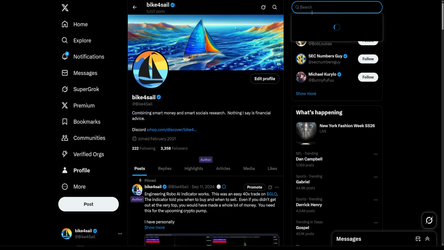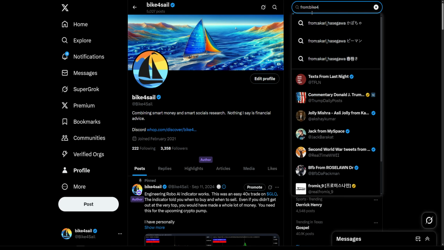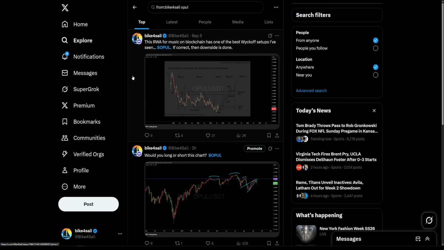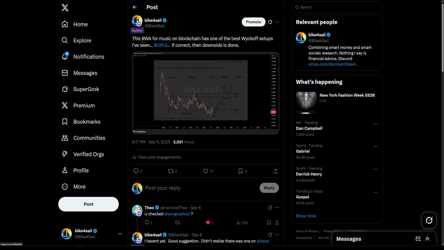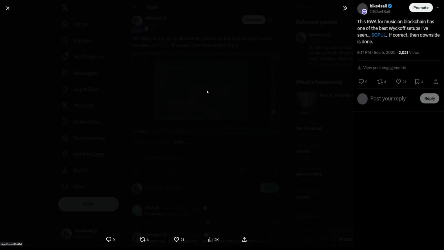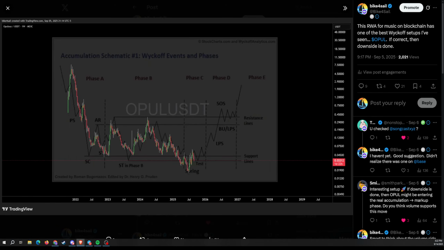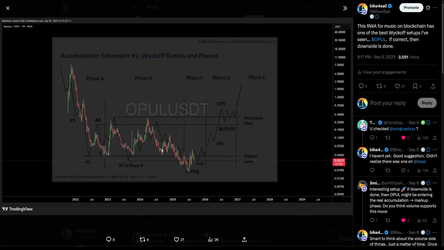If you type from bike, the number 4, sell, SAIL, and then type in OPUL, I've got a chart right here where I'm talking about this real world asset token for music on blockchain being one of the best Wyckoff setups I've seen. If correct, then downside is done. I did this back on September 5th, and we're on the 14th now. See how this mirrors it almost exactly. I believe this is just a retest that we're looking at currently, and then it's ready to move up.